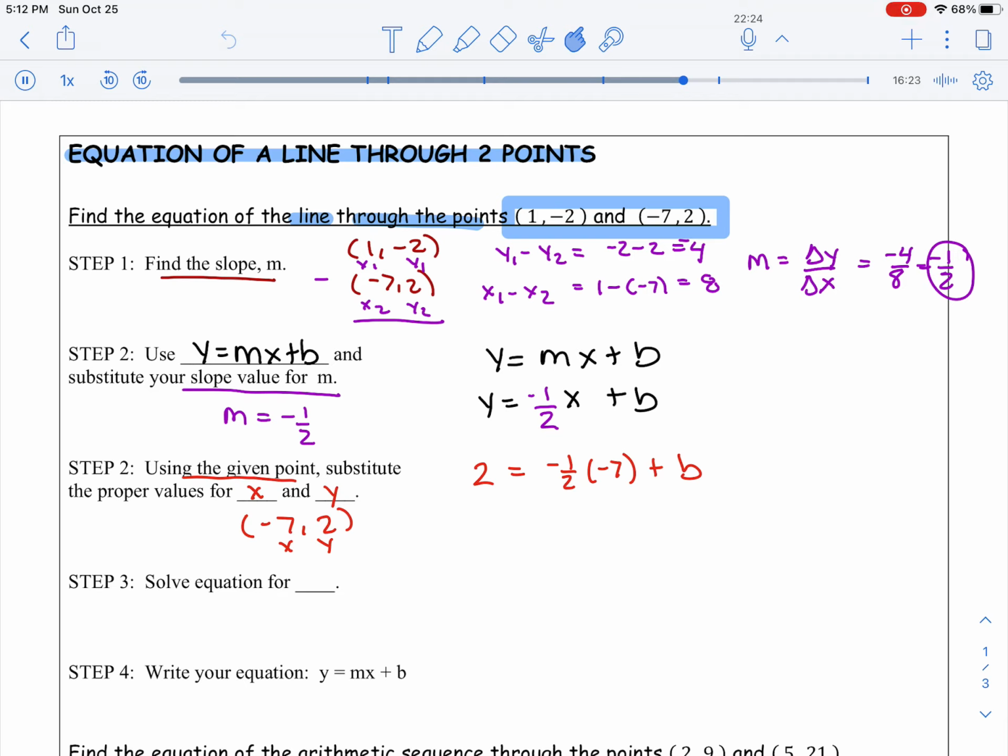Next step, solve my equation for b. So I want to start with my simplification. -1/2 times -7 is positive 3.5. But then to get b by itself, I'm going to subtract 3.5 from both the left and the right. And get that -1.5 equals b.